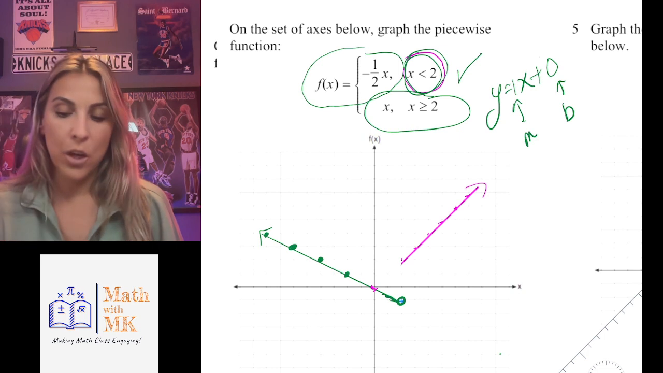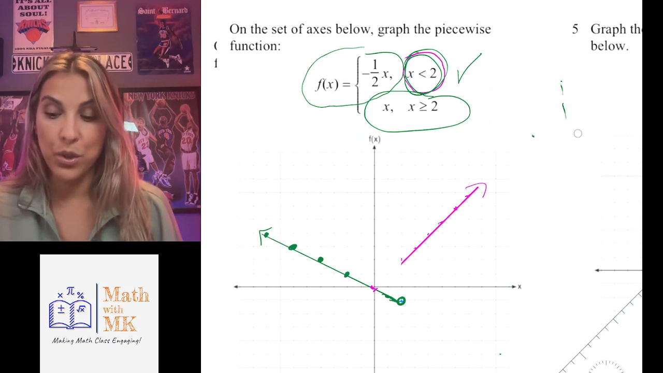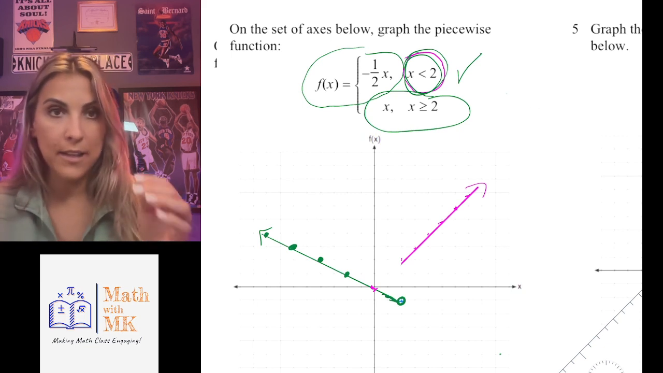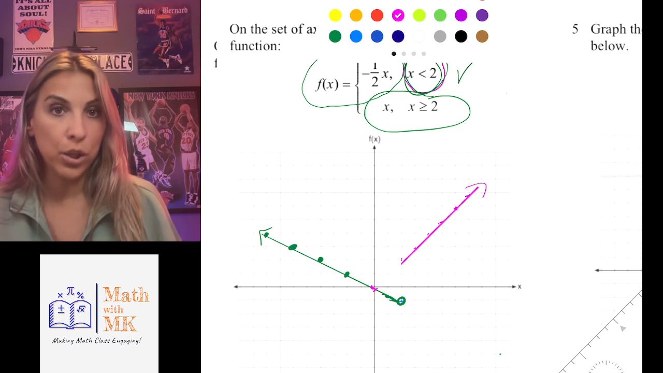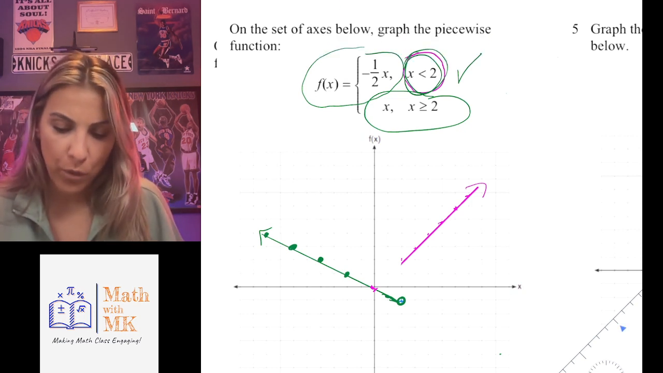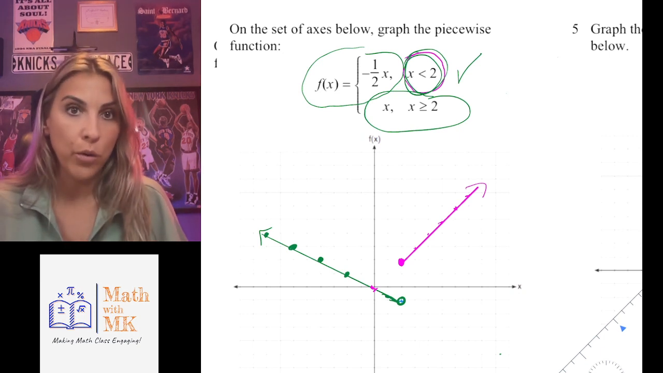Now in this inequality, you notice that it does say x is greater than or equal to. So when it has that or equal to, when it has the underline under the inequality, that means that the value of 2 is included. So the way that we're going to show that is we're going to make a really obvious closed circle on the value of 2, okay?